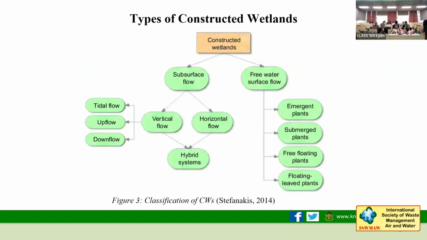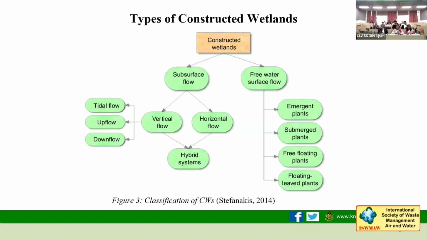Figure 3 shows the types of constructed wetland. Mainly considering the flow, there are 2 types: free surface water flow and subsurface water flow. For the free surface, the water is in close association or contact with the atmosphere. And actually, there are 4 types depending on the kind of vegetation that we use, as specified: the emergent, submerged plants, free floating, and the other one.